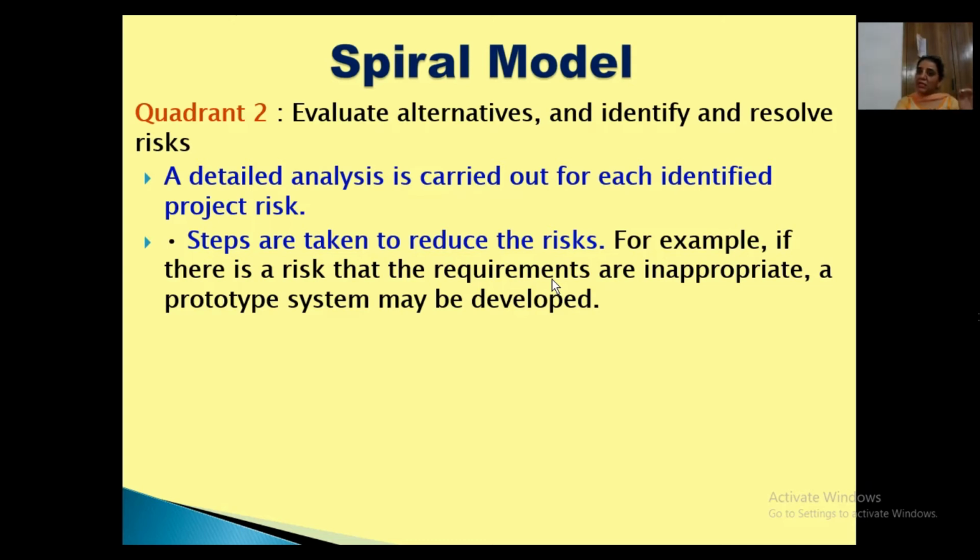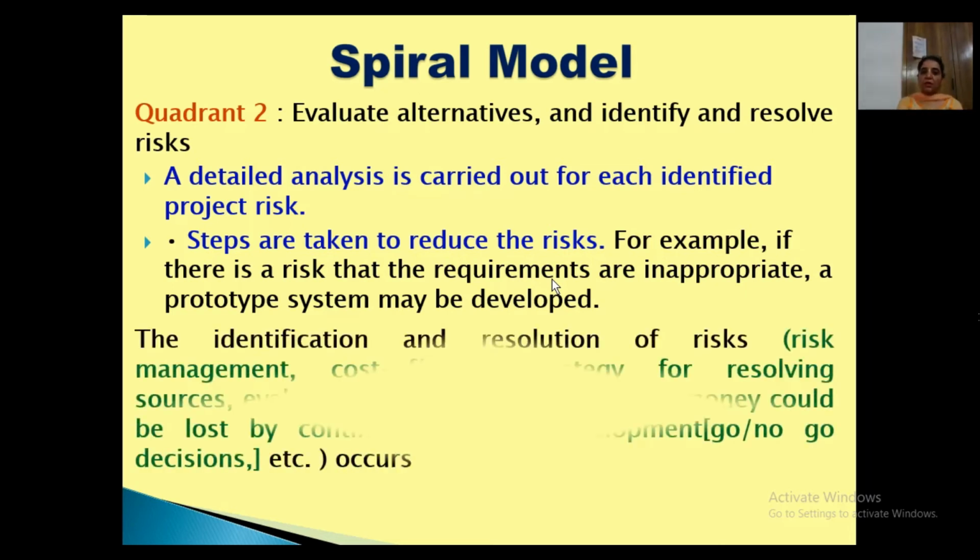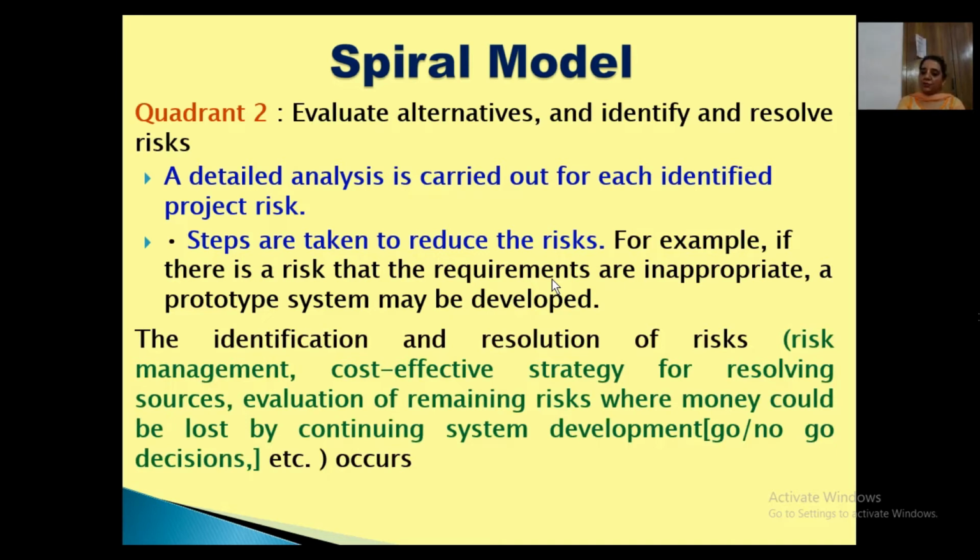Yes, in case you have a system where requirements are unstable, then the prototype model can be used in the second phase, in the second quadrant, to reduce the risk factors so that requirements can be redefined here. The identification and resolution of risks, risk management, cost-effective strategy for resolving resources, evaluation of remaining risks, where money could be lost by continuing system development, and then the decision to go on or not to go on occurs.